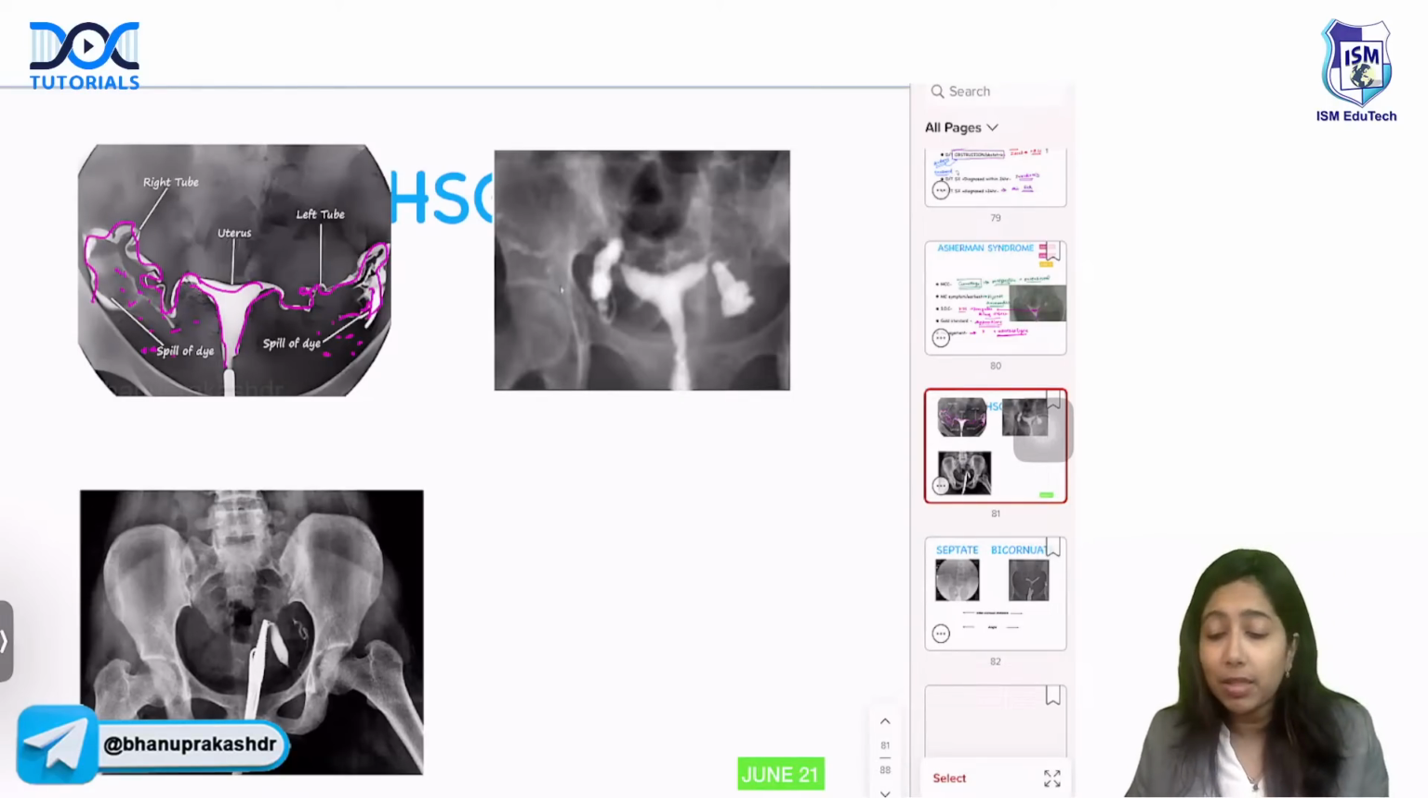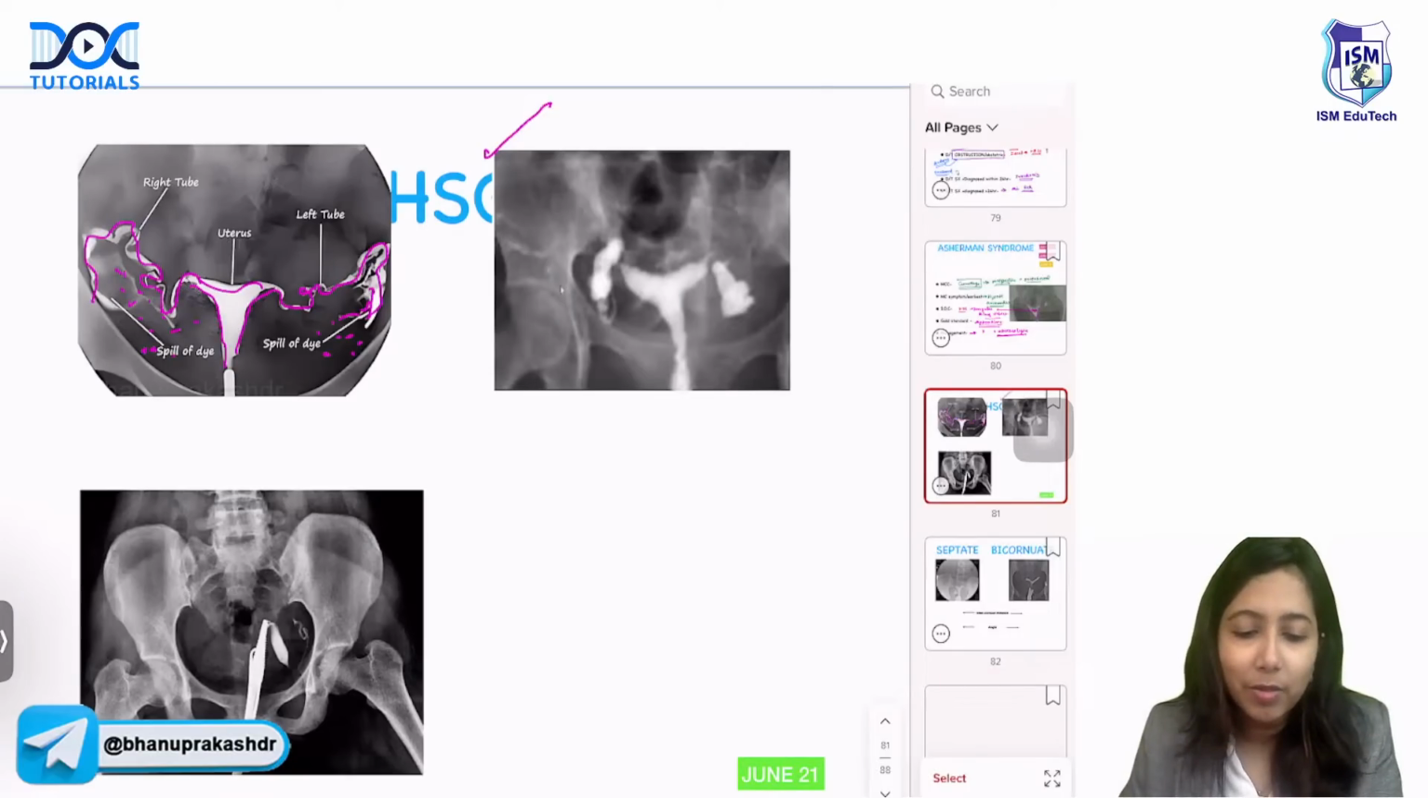Whereas in the next image, have a look at this image. What do you see there? Please comment, what do you see in this image? What do you see in the next image? No answers?